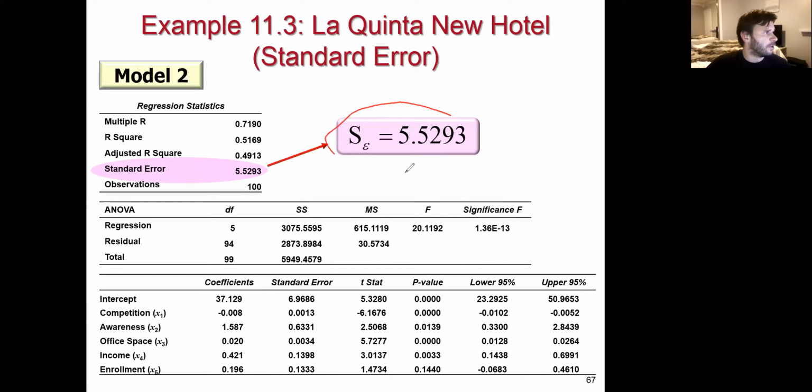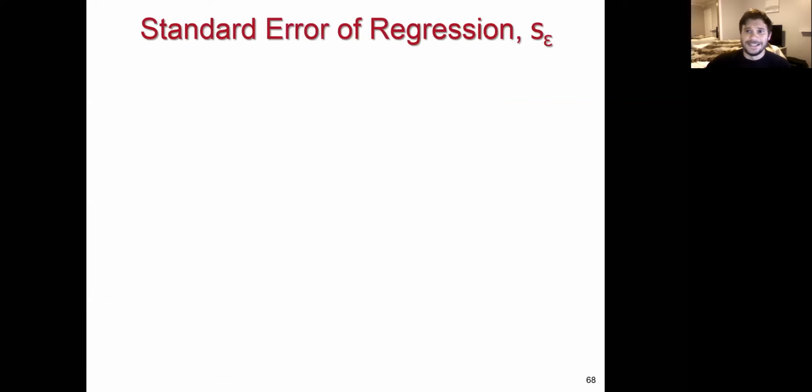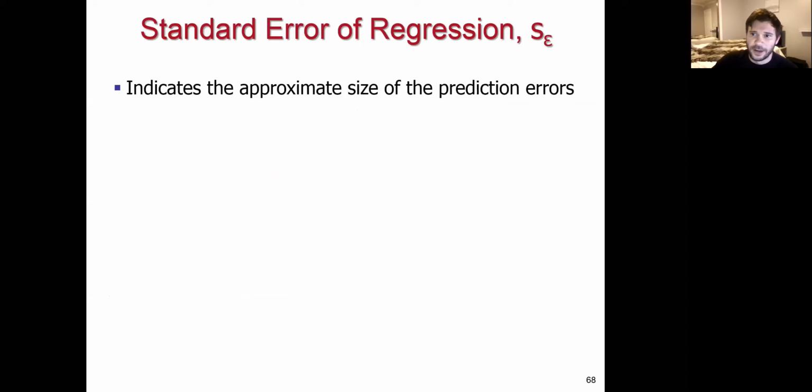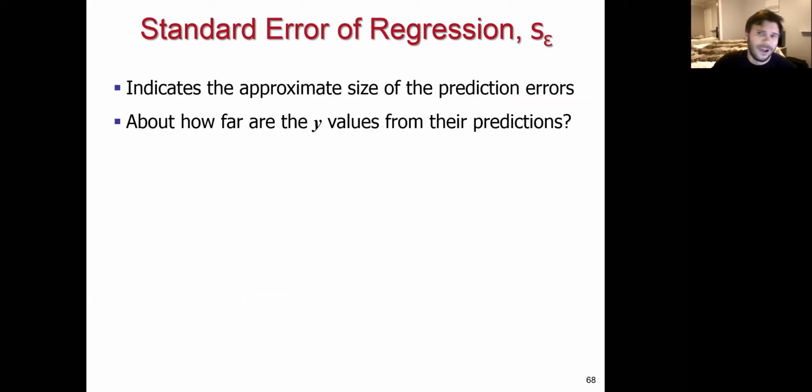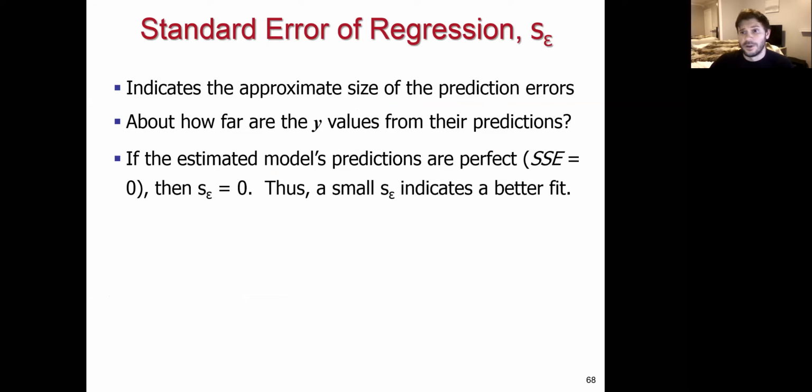And the lower that value is, the better fit the model is. Okay? The smaller that thing is, the better fit the model is. We have smaller residual variance. So again, this indicates the approximate size of prediction errors, and it measures really about how far the Y values are relative to their predictions. If we had a model that predicted perfectly, okay, then Y and Y hat would be the same for every observation, right? The fitted or predicted values would be the same as the actual values, and the standard error metric would be equal to 0 in that instance.